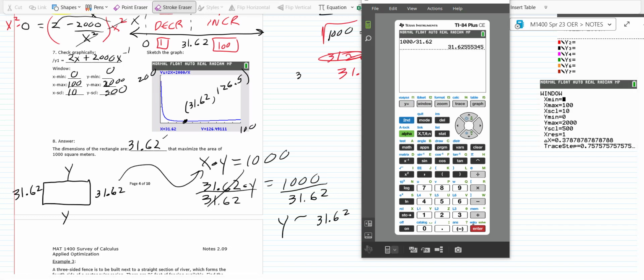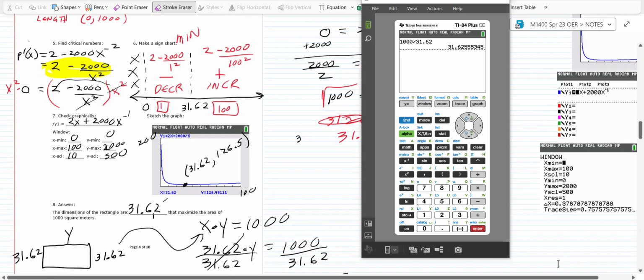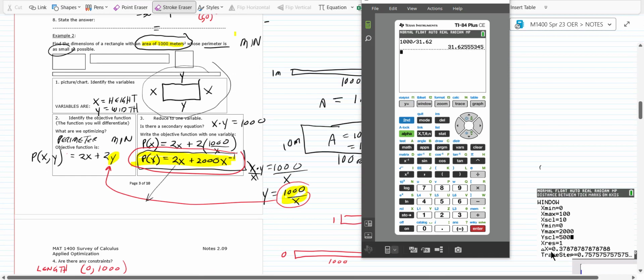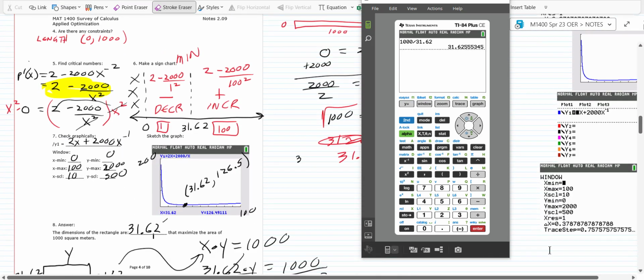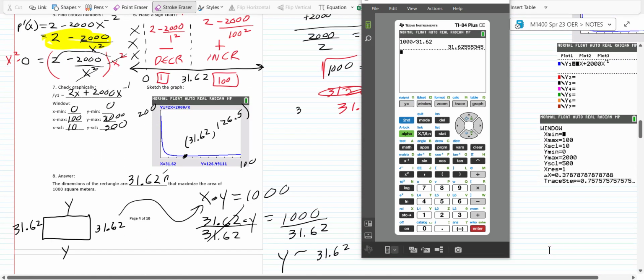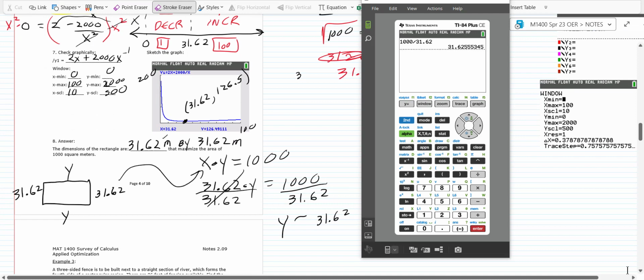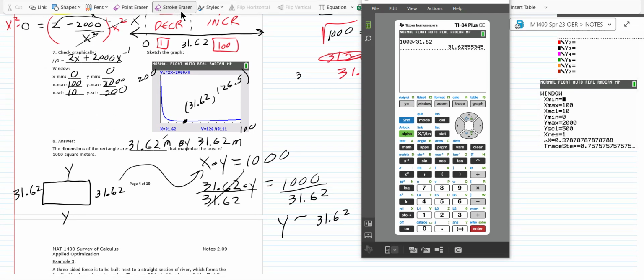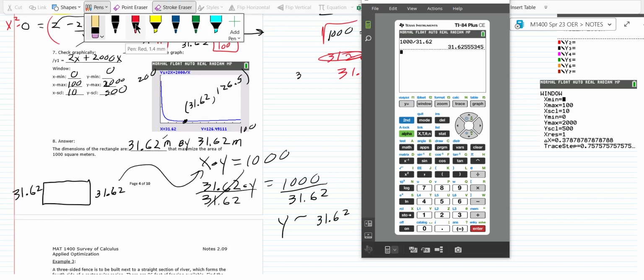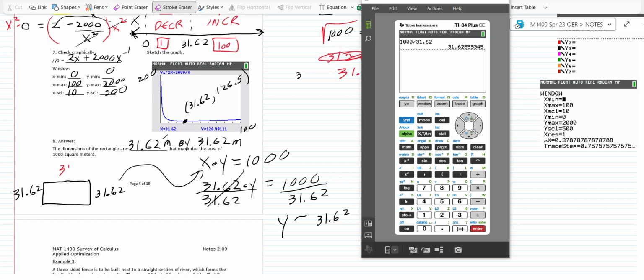So what we find on this problem is the dimensions of the rectangle are really going to be a square. I can't remember in this problem if it was inches. No, it was meters. So it's 31.62 meters by 31.62 meters, like that. That's the answer to the problem. What you end up finding is you turn this thing into a square. That's how to minimize the distance around.